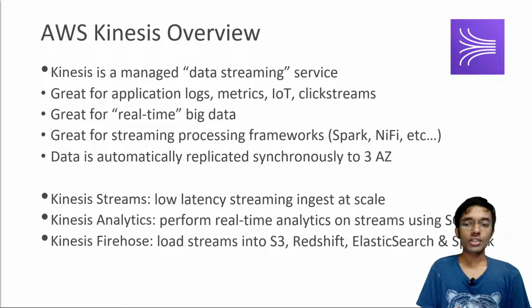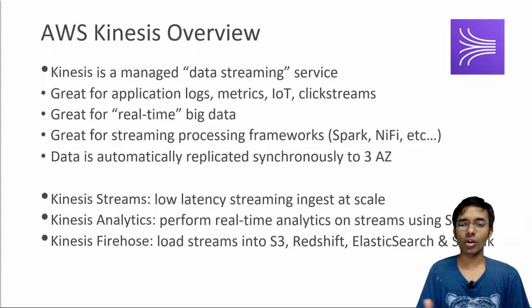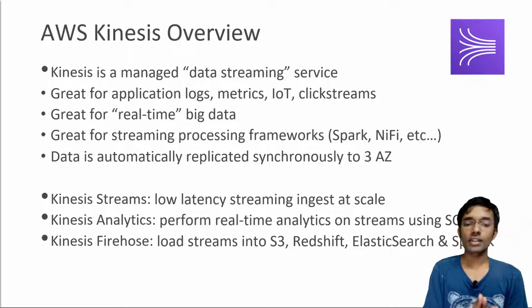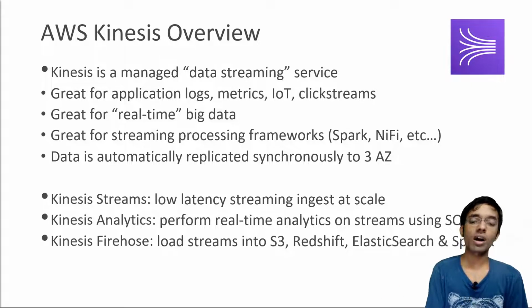So Kinesis is a managed data streaming service that can ingest a lot of data at scale in real time. So we can use Kinesis to send our application logs. We can also gather application metrics, IoT sensor information, or click streams, or really any source of data that needs to be ingested in real time at scale. So it's great whenever you see a real-time big data application. Kinesis is going to be the perfect choice. It's also great if you have a stream processing framework such as Spark, or NiFi, so it's big in the big data world.